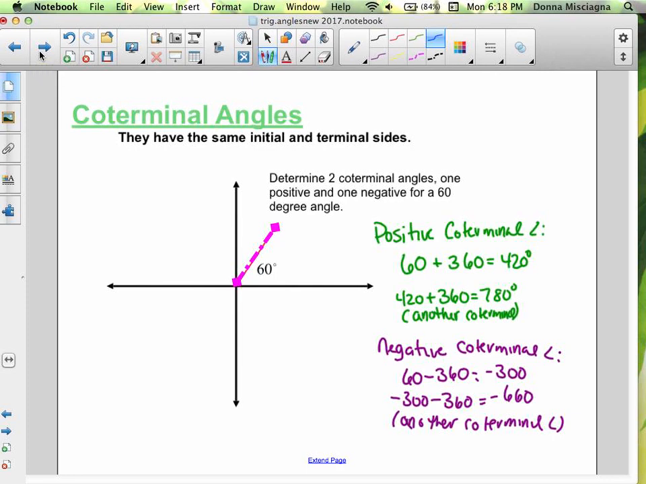Let's graph the 420 degree angle. So the 420, and I probably should write here that this is our initial side.